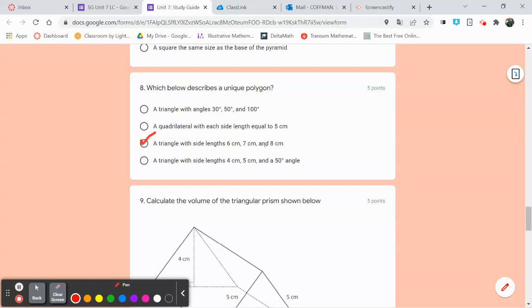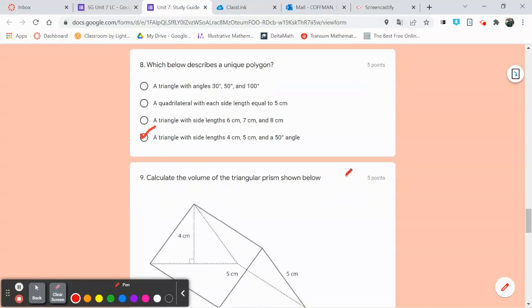All right, the last one, a triangle with side lengths of 4 centimeters, 5 centimeters, and a 50-degree angle. Even though we have 2 sides the same and one angle, we don't have the measurement of the third side, and there could be different measurements. I could draw one, you could draw one, and they might not have the same third side. So that's not unique. This is the only one that is a unique polygon. All right, let's move on.